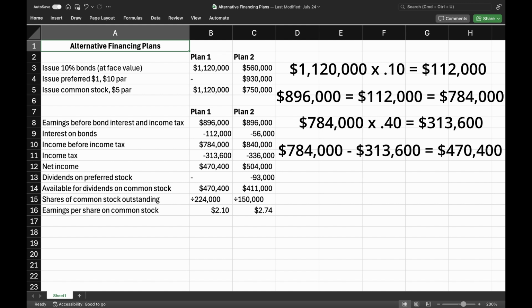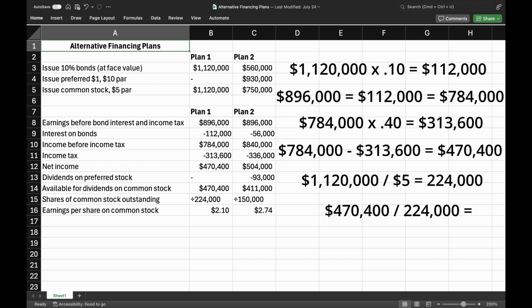Now we have to find the shares of common stock outstanding, which we do by dividing $1,120,000 by $5, which comes out to 224,000 for the number of shares. Now we need to find the earnings per share, which we do by dividing $470,400 by 224,000 shares, which comes out to $2.10 per share on common stock.